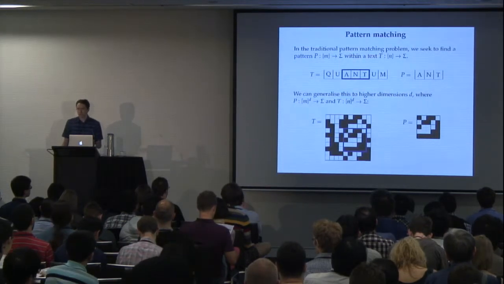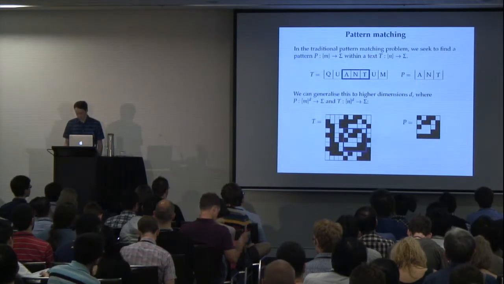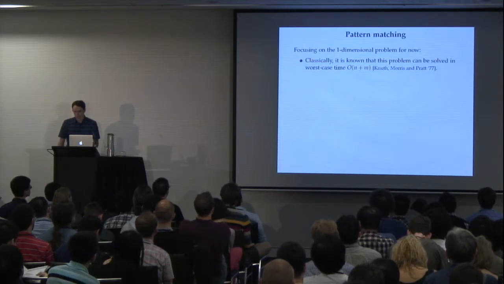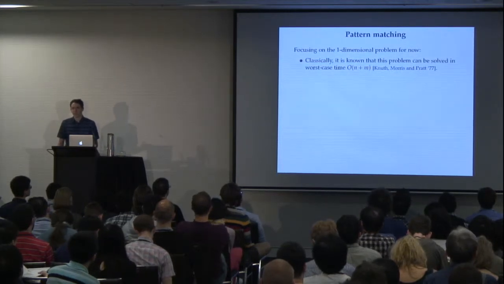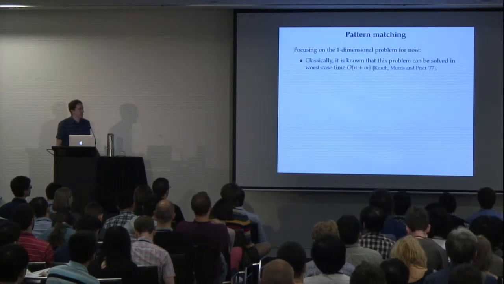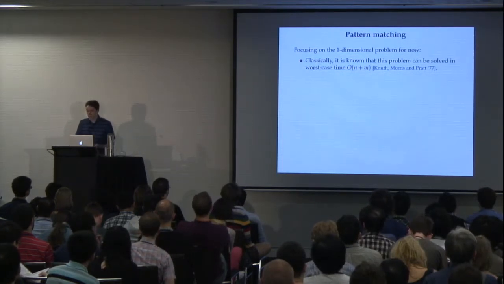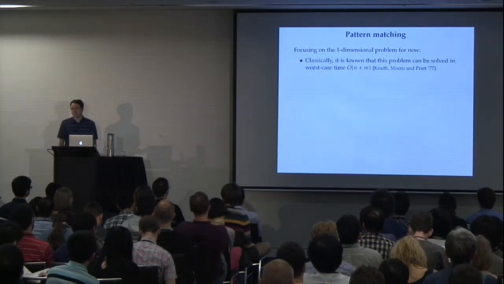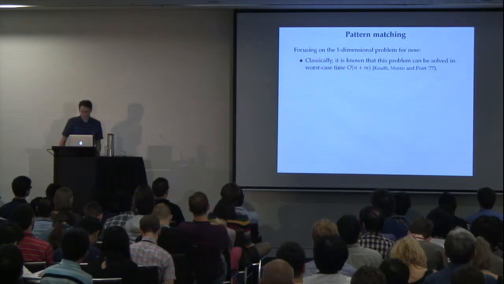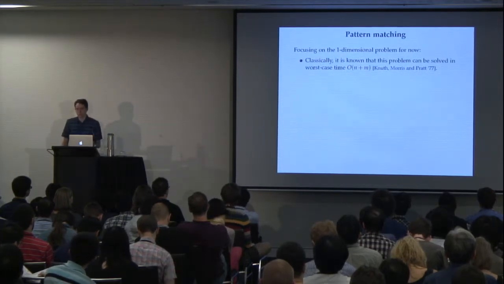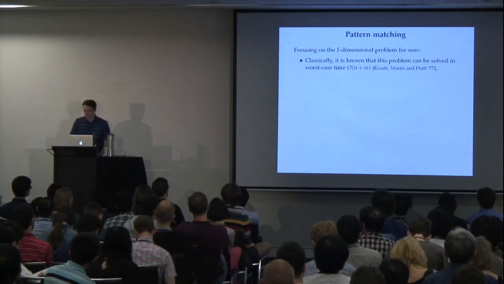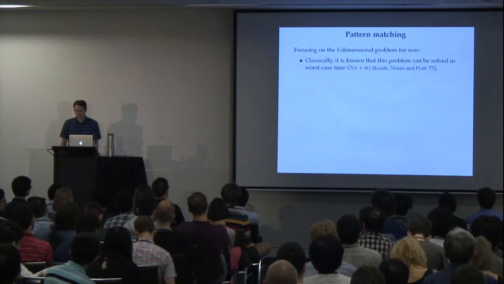So this is a relatively general problem, and what's known about its complexity? To start out, let's think about the 1D problem, the problem I introduced first. This has been studied for a long time classically, and it's been known since the 70s that this problem can be solved in worst case time order n plus m. Indeed, this is optimal, because you always need to read all of the characters in the pattern and the text to determine if there's a match. So this is a very efficient algorithm.